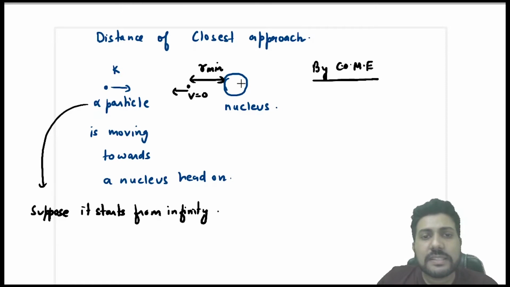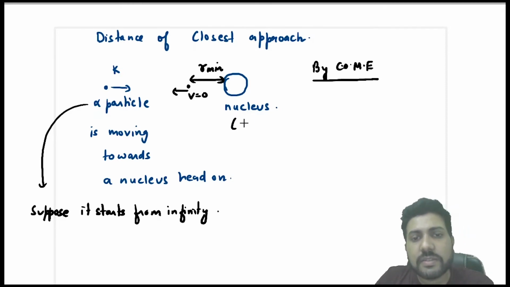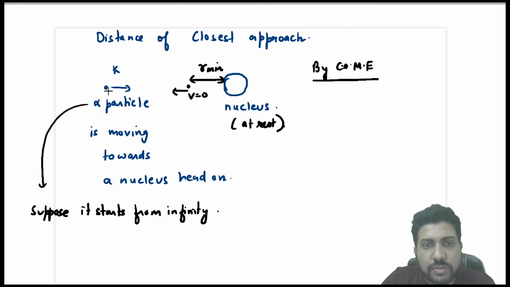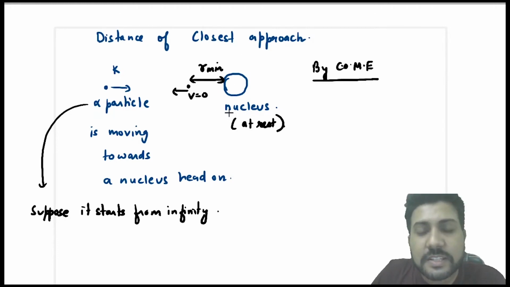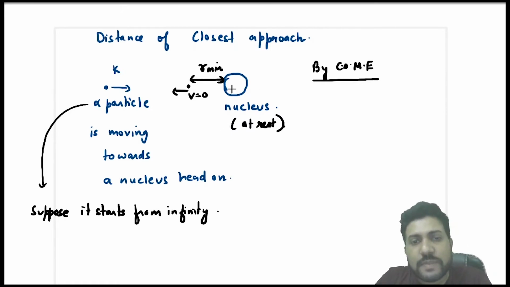this nucleus is heavy, so we will assume it to be at rest. Even though there are repulsive forces between these two, they do not affect the nucleus much because of its inertia, that is, its mass. That is why we assume it to be at rest.